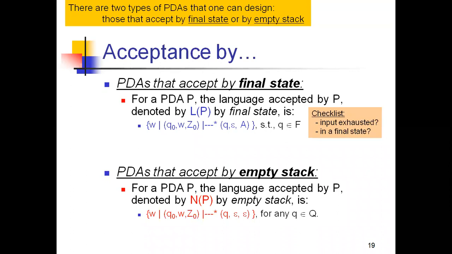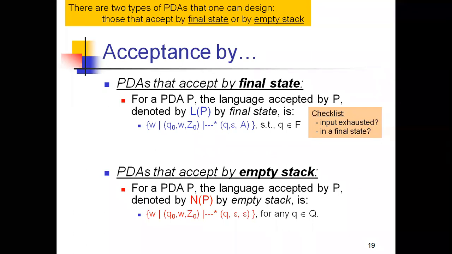That means the PDAs that accept by final state. And here, how to show the PDA acceptance by final state, we have a checklist for this. And what the checklist is: the input should be exhausted and in a final state. And for a PDA P, for any language, it can be denoted by L of P, right? By the final state, it is any string w with an input alphabet as well as with a stack alphabet. And here this is the sign of an instantaneous descriptor sequence of moves, and it should give a q with an epsilon. And finally you need to show that q belongs to F, then we can say that it is acceptable.